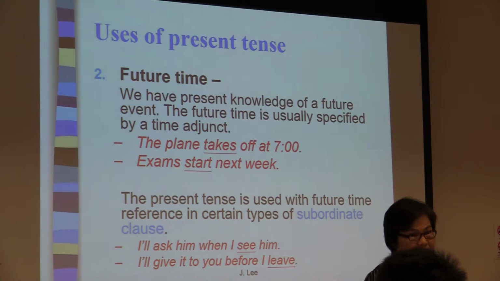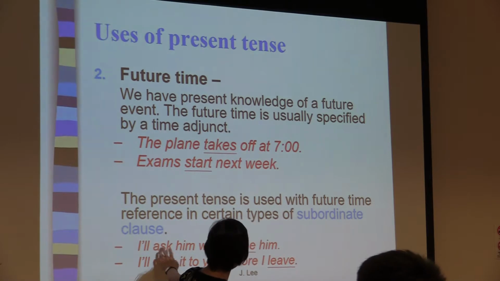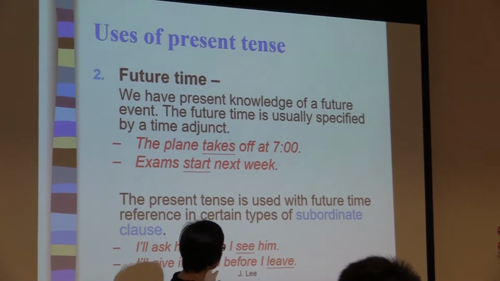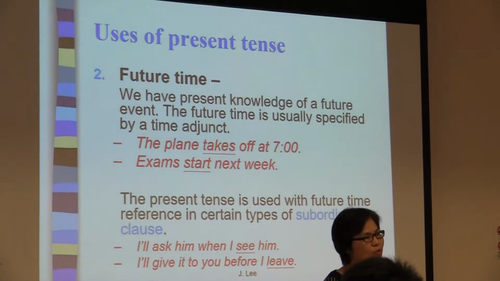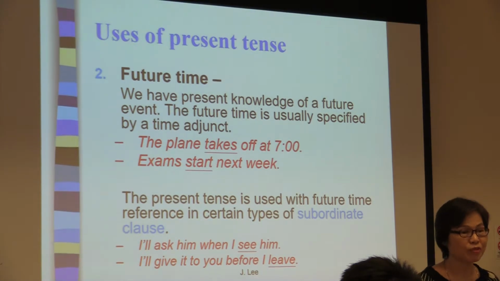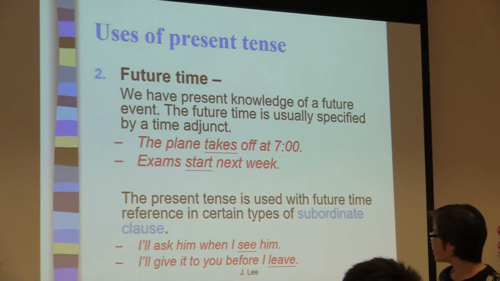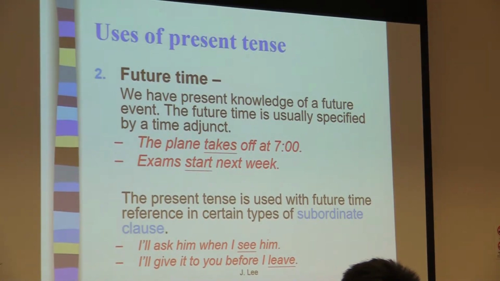Right? But you won't use the modal verb here. You won't say, I will ask him when I will see him. Wrong. You won't say, I will give it to you before I will leave. No. So in the subordinate clause, although the time is about the future, we use the present tense. So this shows us that the present tense can express the future time.